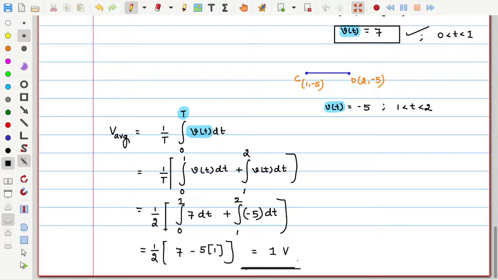Am I correct in this? Just check it. If there is any mistake, let me know. Is this clear?